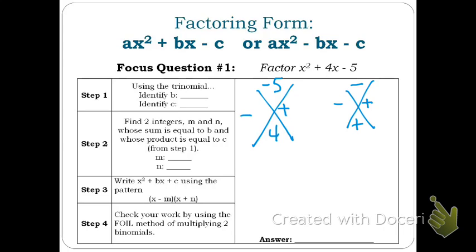Then I write the factors of my top number. My factors of 5 are 1 and 5, and that's it. I'm expecting my smaller number to be negative and my bigger number to be positive, and those are my only choices, so I have 1 and 5. So my final answer would be x minus 1 times x plus 5.